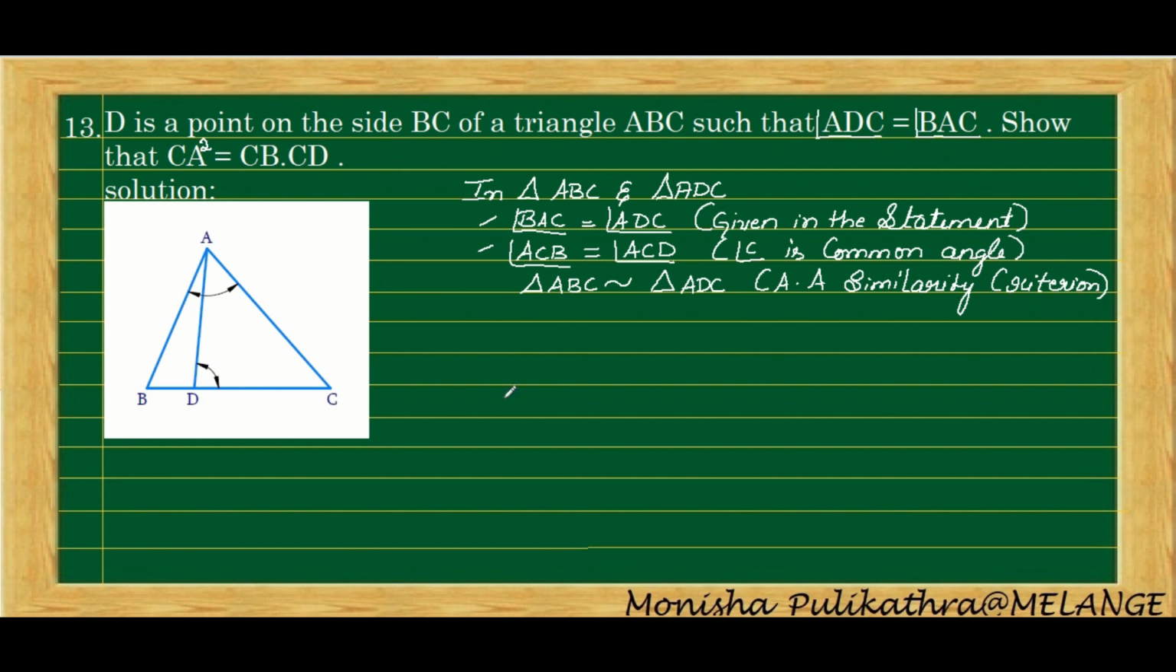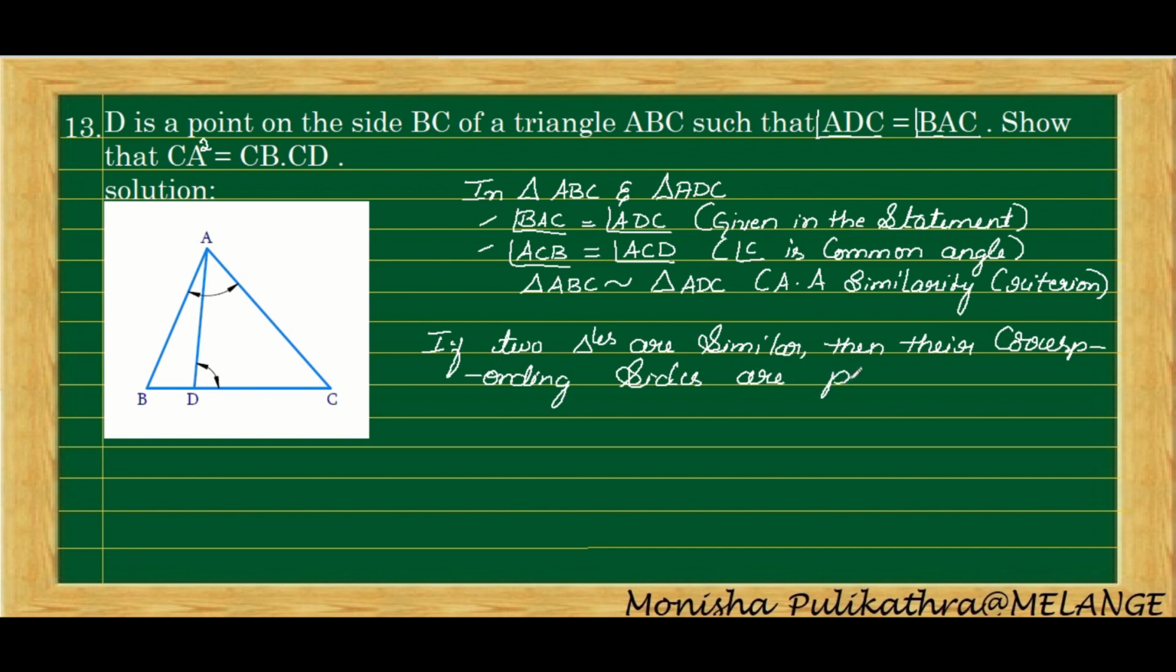In similarity criterion, there is a property: if two triangles are similar, then their corresponding sides are proportional. Okay, so if it is proportional, then what happens? These two triangles have corresponding sides which are proportional to each other.